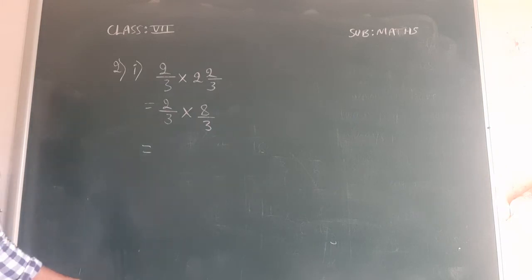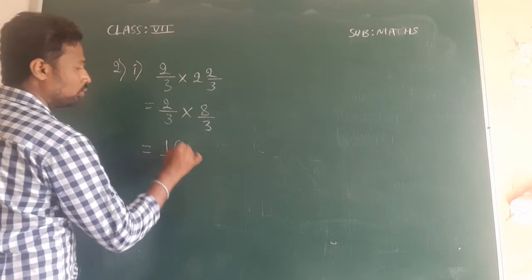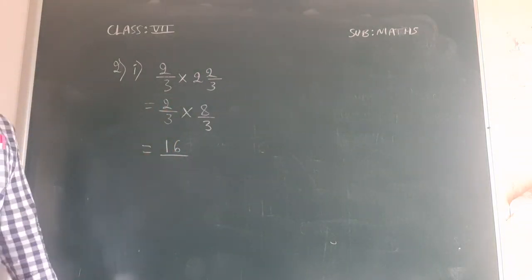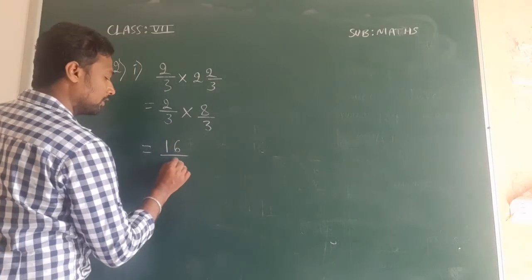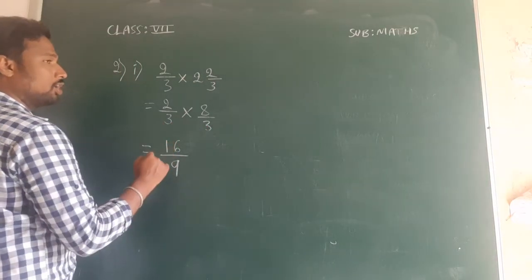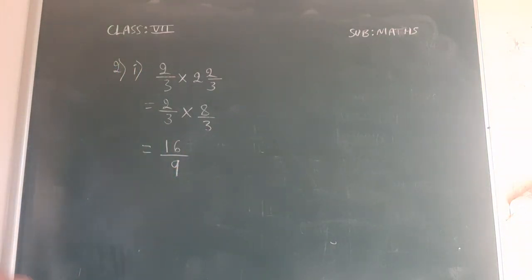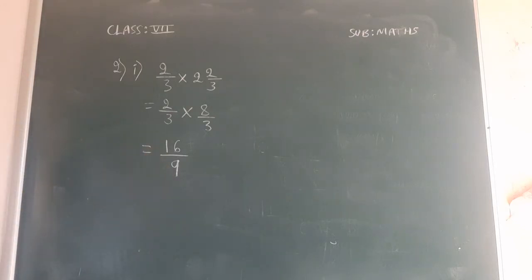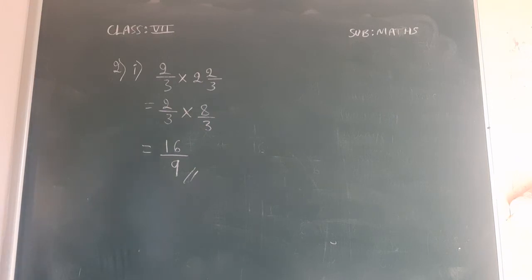Therefore I will multiply now. 2 into 8 means what do we get? 16. I multiply the numerator: 2 into 8 we got 16. Next, 3 into 3 means what do we get? 9. Multiply the denominator now: 3 into 3, 9. Now you can check whether it is possible to divide 16 by 9. Again it is not possible. So this is our final answer, 16 divided by 9.